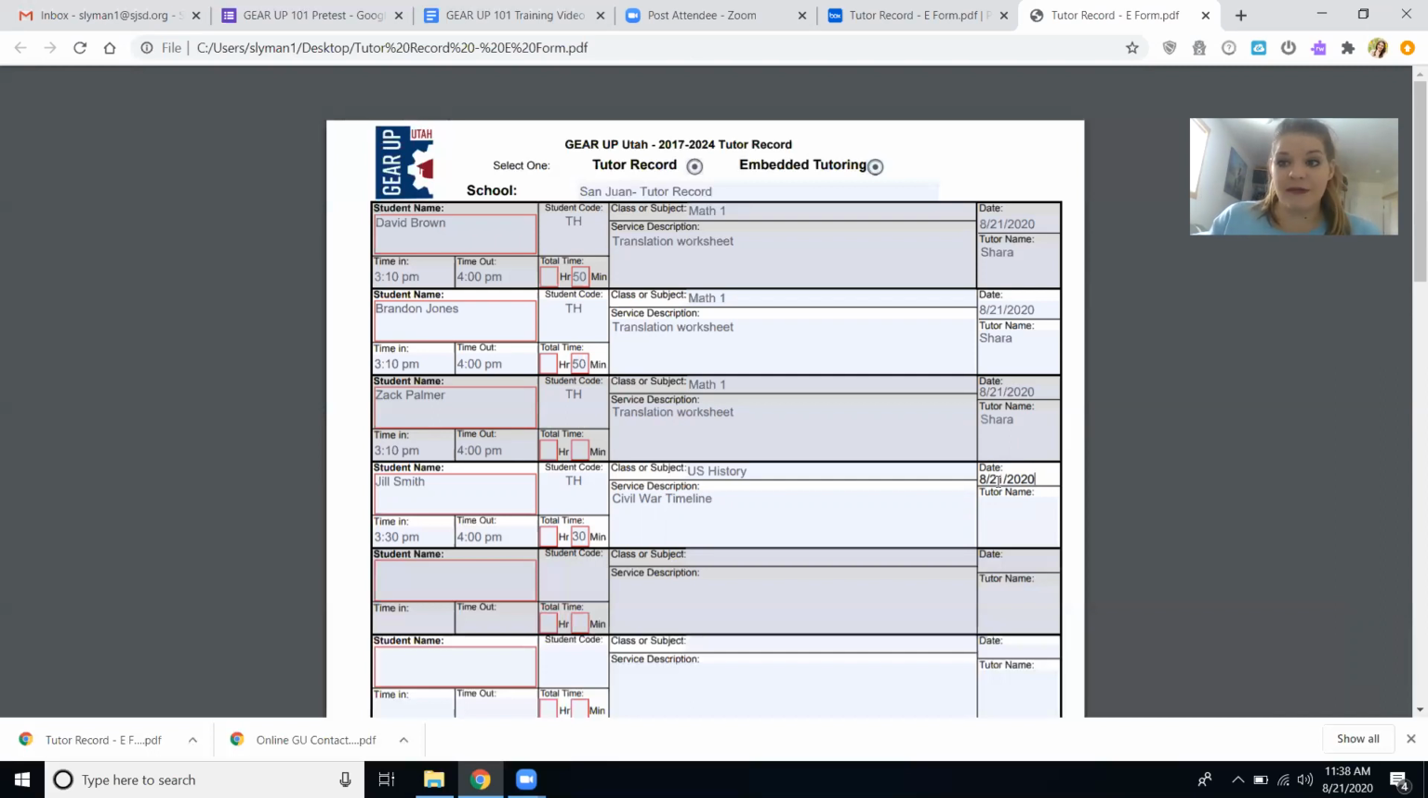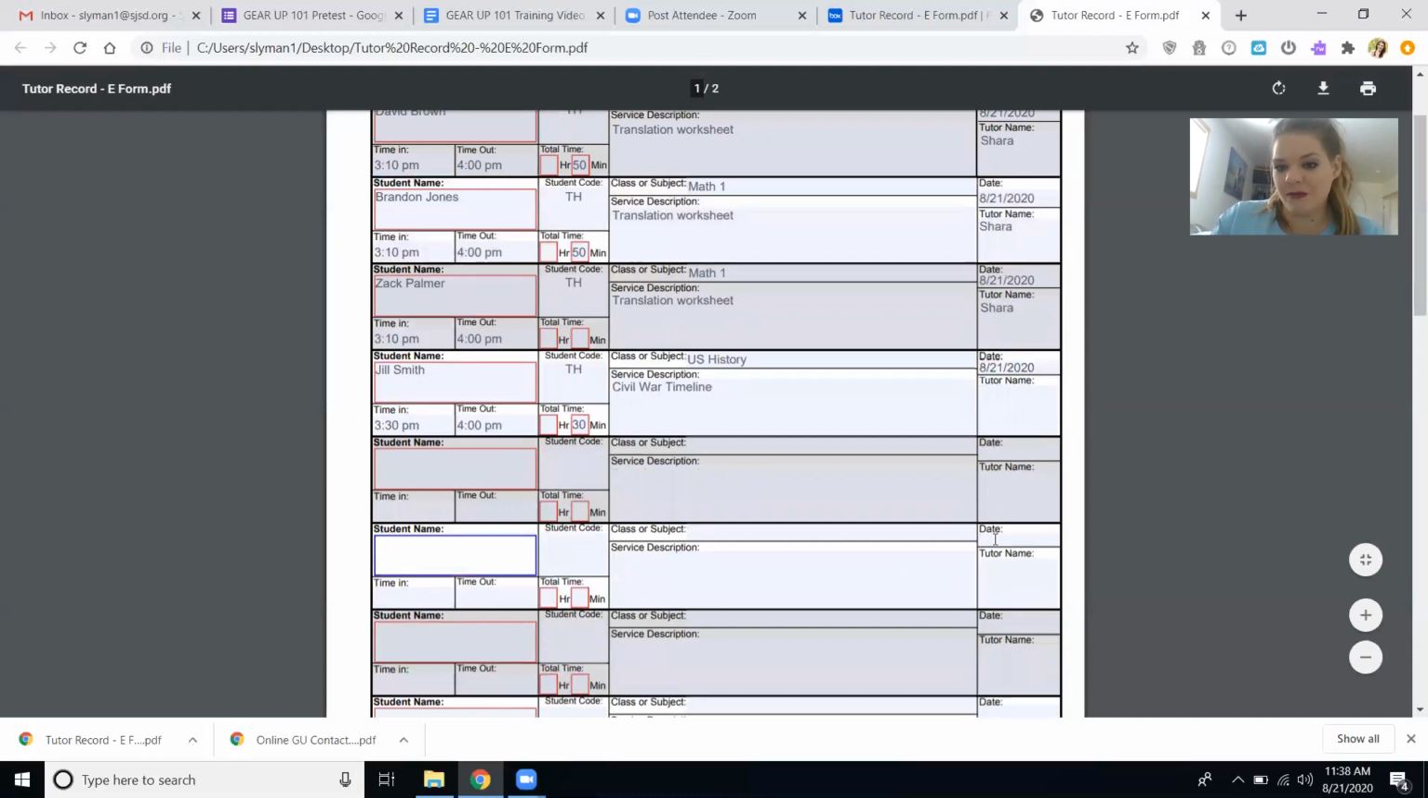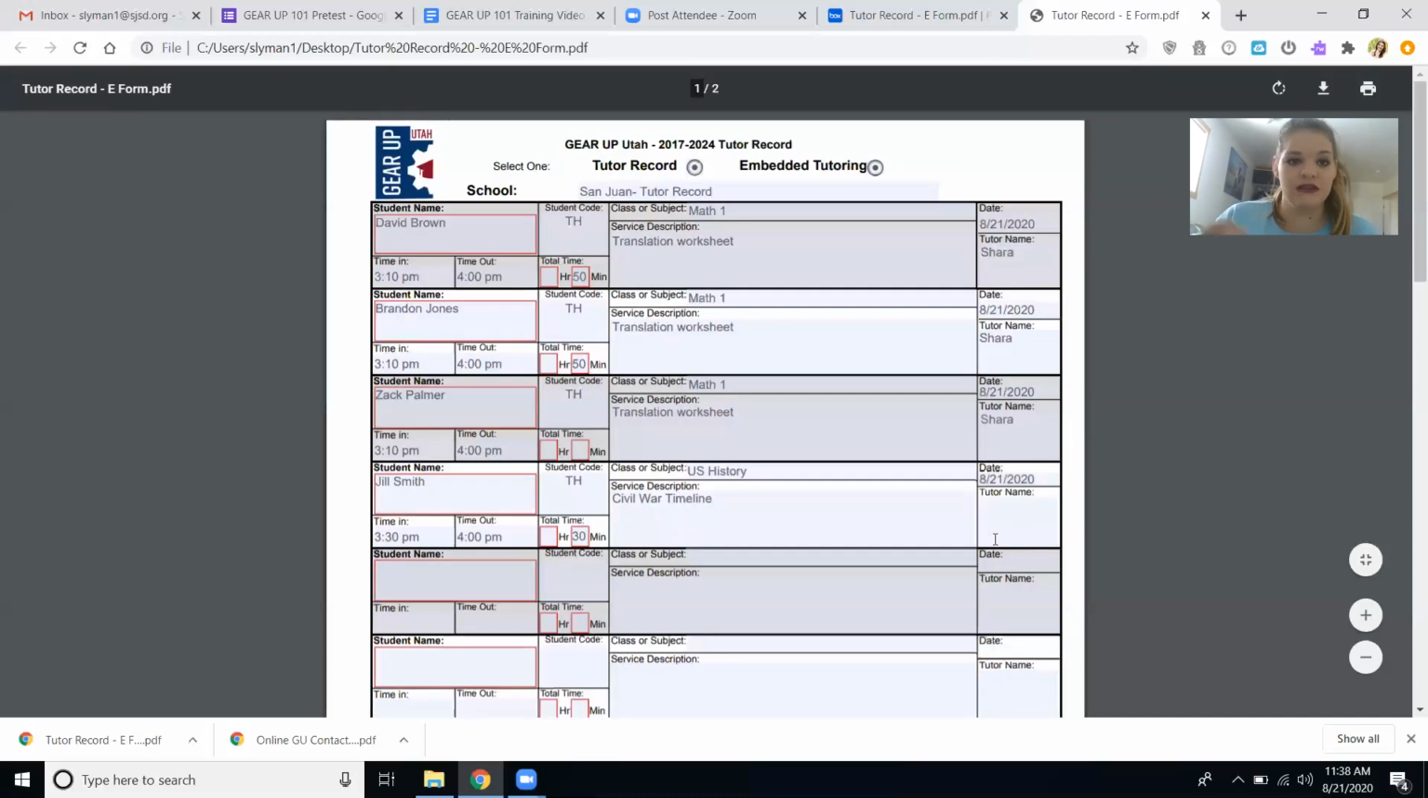If I had someone come in during lunch and need help with 2 math problems, I could write that on the same page. Just be aware that on one page, you can only do one day at a time. So I couldn't come down here and put 8/23, right? That wouldn't work. You would have to start a new page. So pretty straightforward. When you work with a kid by yourself or whatever, that's when you would do a tutor record. Hopefully that helps.